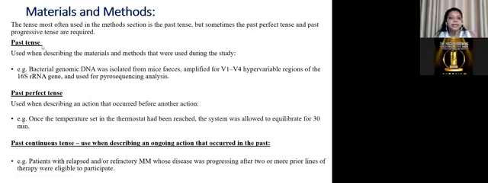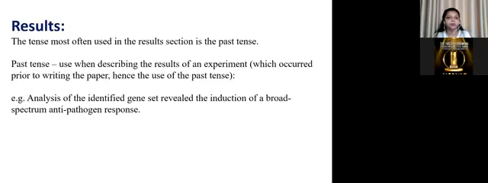And people who are into science based, you will have to use both past tense and the past perfect tense, and especially the past perfect tense when you want to highlight two actions that happened in the past. Okay, let's see. And the results section.